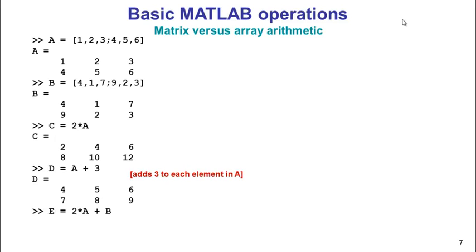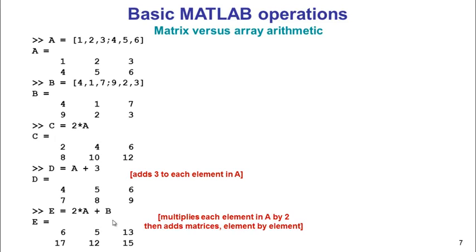And then you can combine these kinds of commands. You can say E equals 2 times A plus B. And what you'll see here is you have 2 times each element of A plus the corresponding element of B. For instance, you have 2 times 1 is 2 plus 4 equals 6. 2 times 2 is 4 plus 1 equals 5. Right, so that multiplies each element in A by 2 and then adds to the array B element by element.